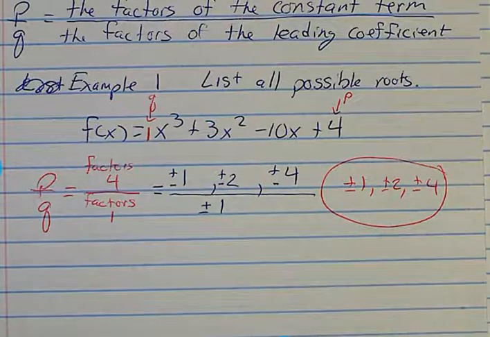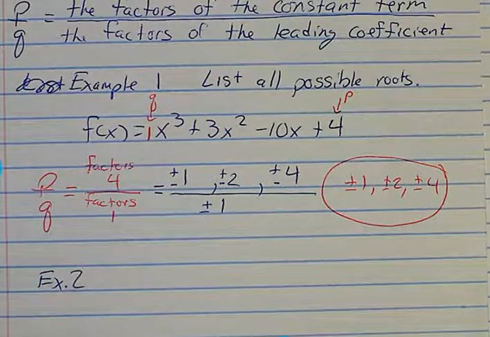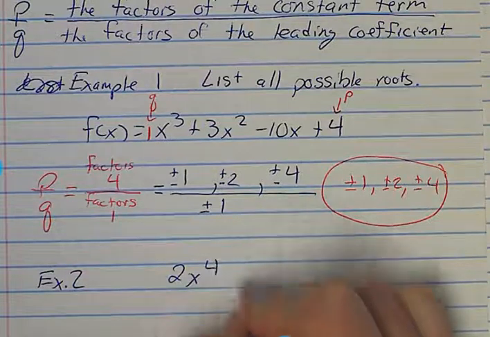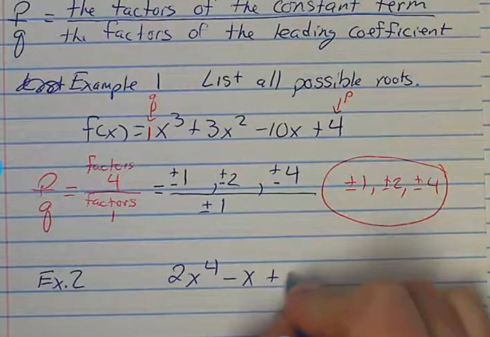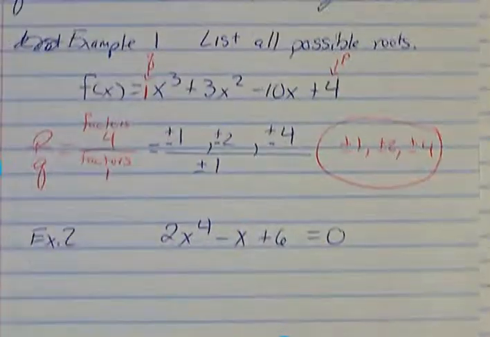All right, for example 2. Going to change that just a little bit. Let's make it 2x to the fourth minus x plus 6.